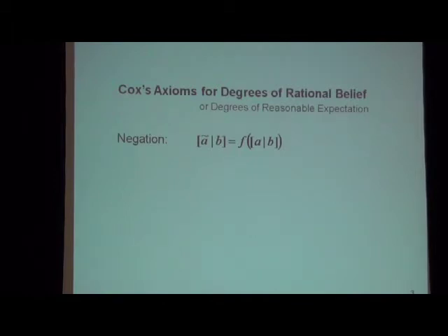Very good. So Cox based his approach on two axioms. One refers to negation, and I'm assuming that you kind of know some of this stuff. Another is on conjunction. The plausibility of not A given B is a function of the plausibility of A given B, and the plausibility of A and B given C is just some function of those two. From this, remarkably, the laws of probability follow. I'm going to come back to that later. So I'm just setting the stage.